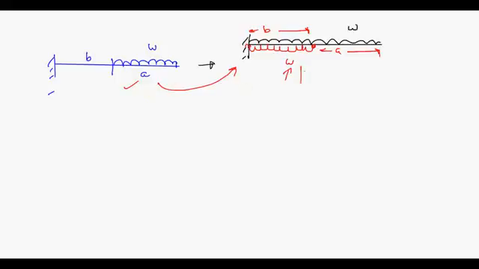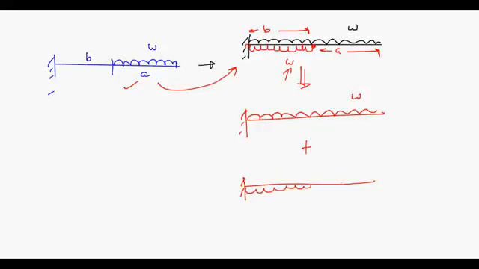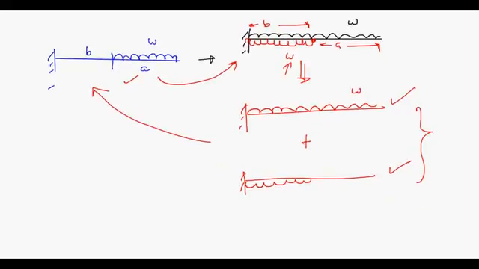Further, you can split this into two questions. You can have simply a UDL like this, plus you can have an opposite UDL like this. And you know the answer to this case, you know the answer to this case, just now previously we have solved, so you can add the deflections from both and get the answer for this beam. So this is how you have to use your brain to use these standard formulas. They are very handy in objectives. You can solve objectives very quickly.